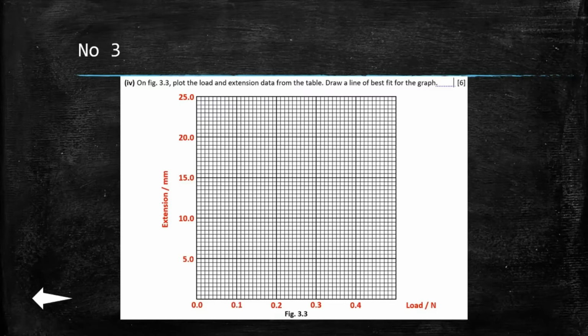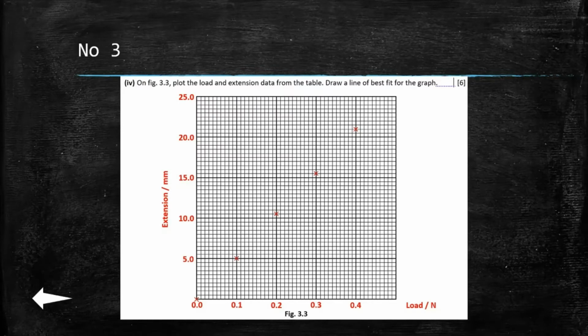After the values are filled in, plot the data on the graph paper. The data are 0 with 0, 0.1 with 5.0, 0.2 with 10.5, 0.3 with 15.5, and 0.4 with 21.